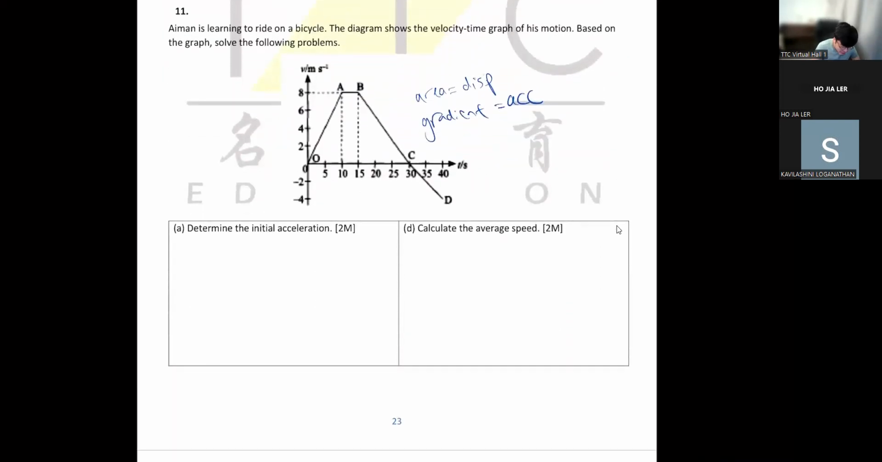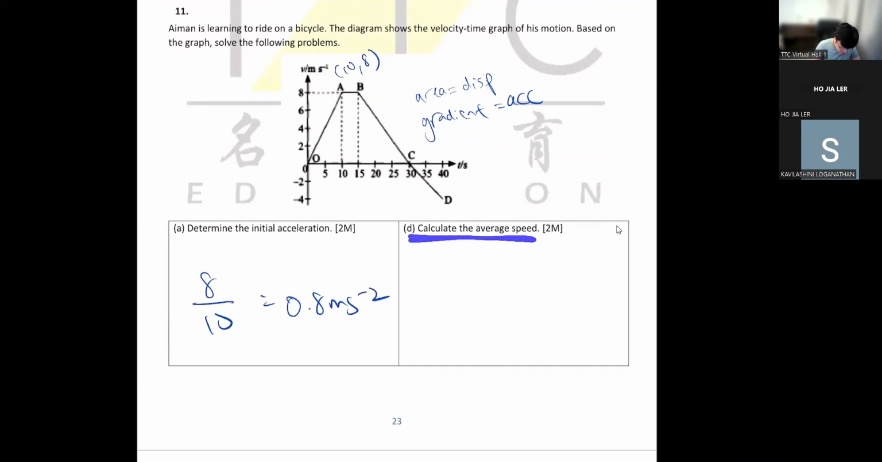Okay, so determine the initial acceleration. Initial acceleration, that means this part here. That means they want the gradient here. So this is 10, 8. So 8 divided by 10. Right, so you get 0.8 meters per second squared.